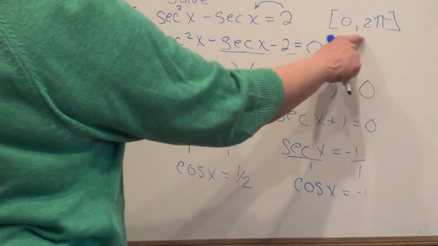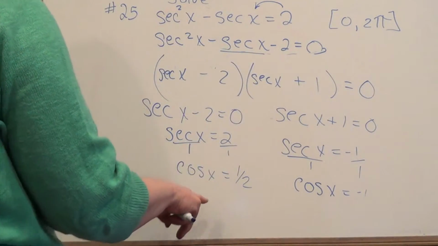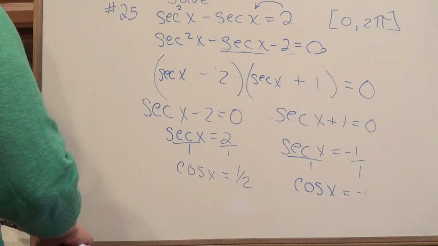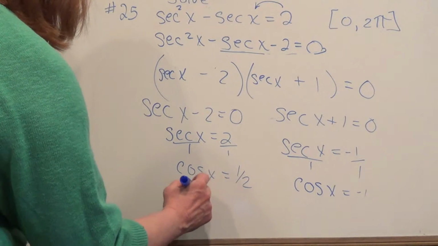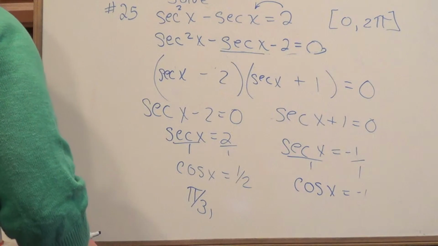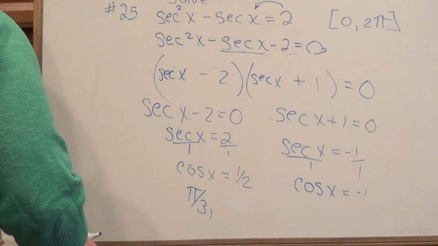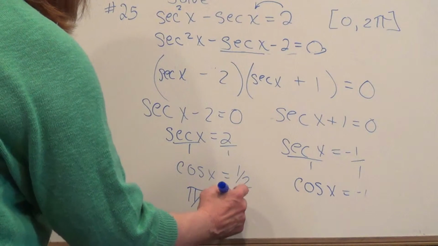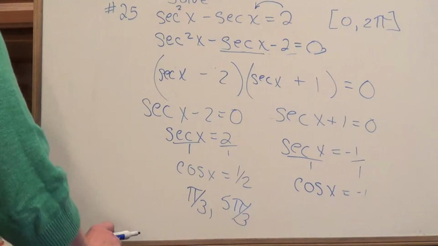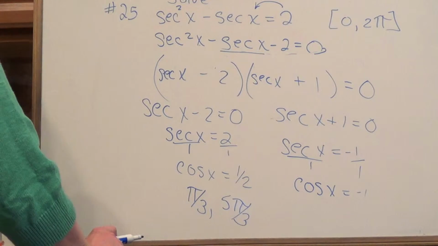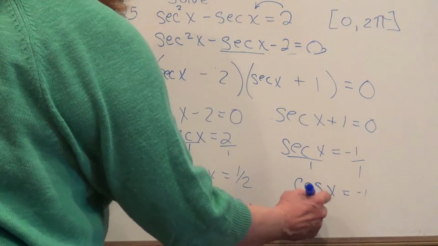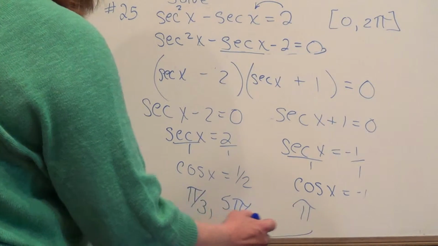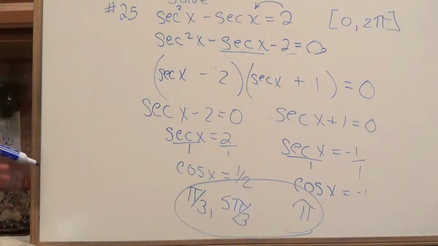And we're looking in this one circle between 0 and 2 pi. So cosine of x is 1/2. That happens at pi over 3. And again, it happens at 5 pi over 3. And where is cosine negative 1? It happens at pi radians. So let me check that. Those 3 answers are correct. And hopefully that helps with that one.